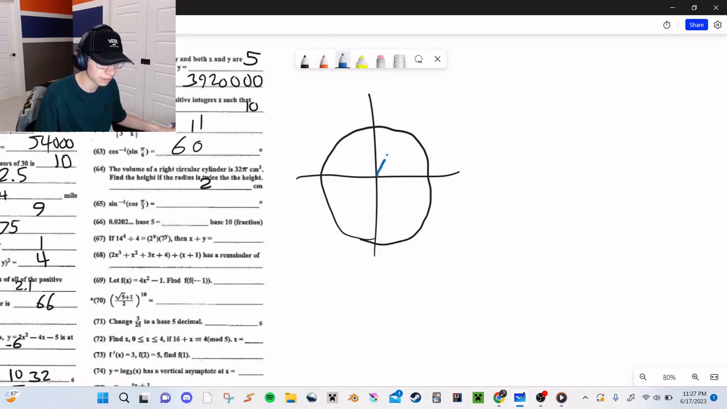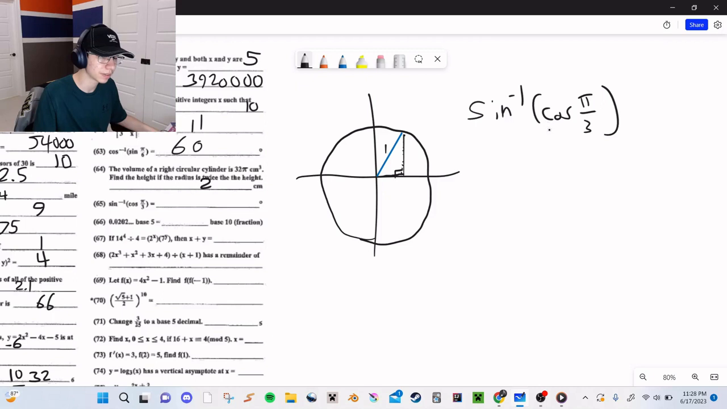So, something like that. Kind of make this height. This height right here would be our sine component, and this base right here would be the cosine component. And of course that's 1. Okay, so we have our 60-degree angle, and we want to find the inverse sine of cosine of pi over 3. So what's cosine of pi over 3?